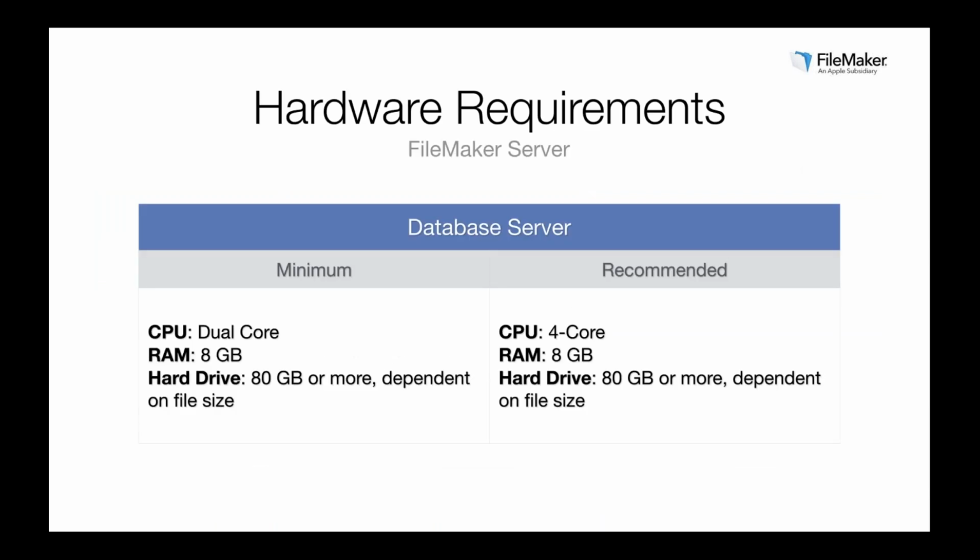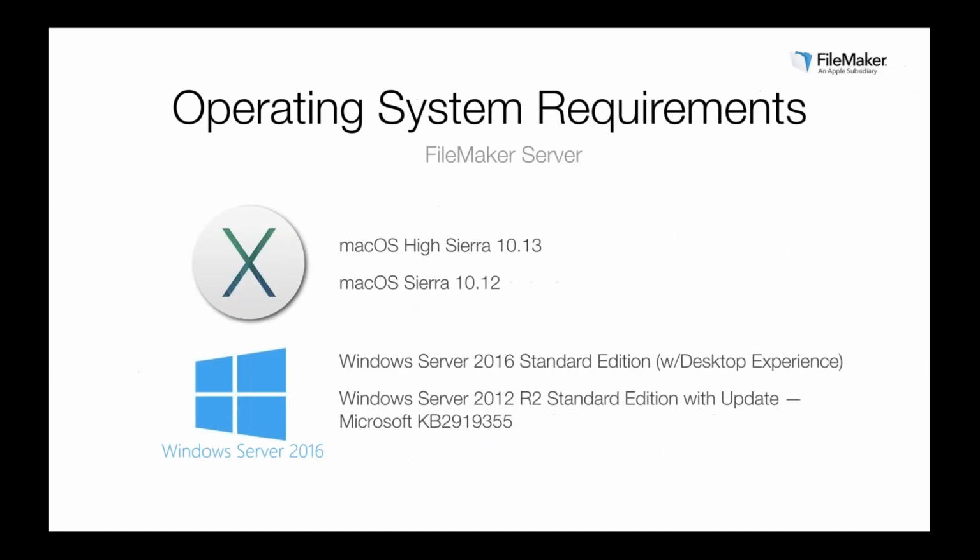Let's quickly talk about the requirements. For FileMaker Server on the hardware side, at a minimum, you'll need a dual core CPU. However, we recommend that you use a 4-core CPU in both instances, with 8 gigs of RAM and 80 gigs of storage. At any given time, we recommend you have at least 10 gigs of available capacity. As far as the operating system, FileMaker Server runs on both Mac and Windows. On Mac OS, we support these versions. On Windows, here are the versions that we have over here with the appropriate updates.